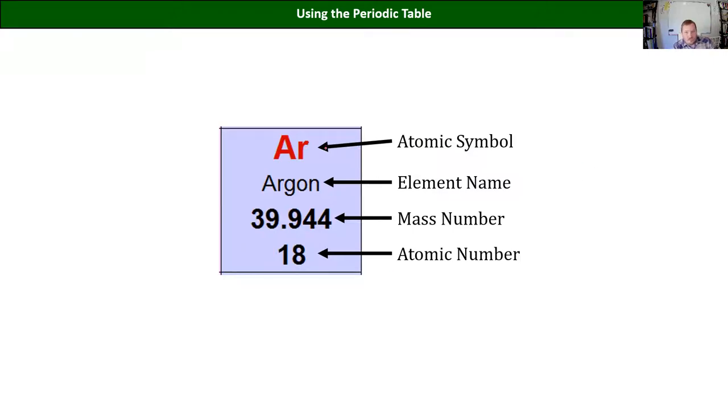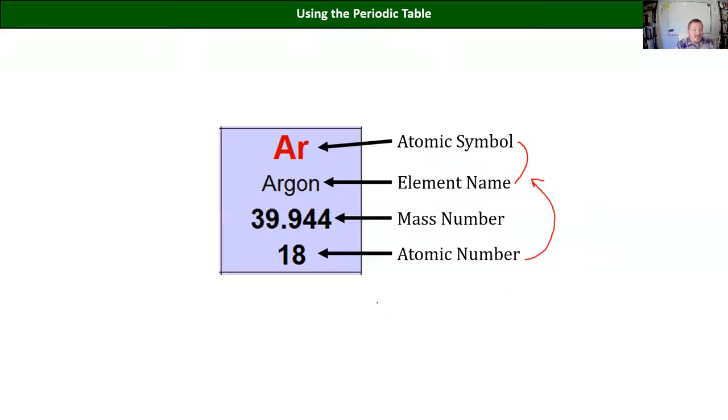The way we structure elements on the periodic table now is we have a couple of things that are different ways of saying the same thing. The atomic symbol, which is always one or two letters, the first of which is capitalized, is just an abbreviation, usually of the element name. But both of those are actually defined by the atomic number.